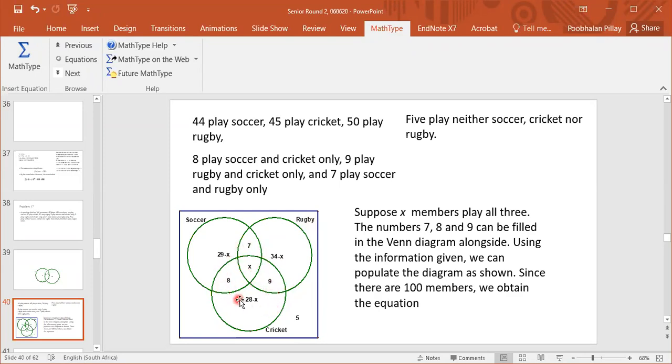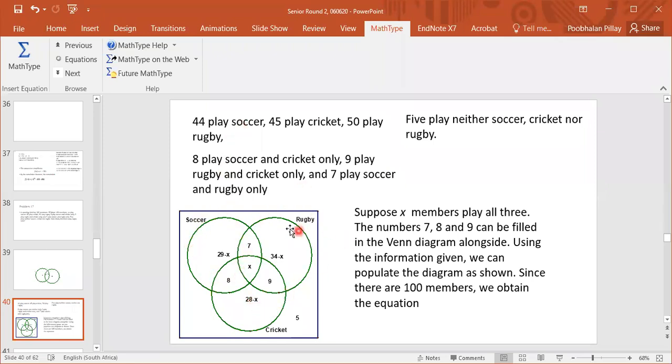So like that now, you can take all the pieces of information which I've got here. 45 play soccer all together, right? 45 play cricket, and 50 play rugby. So we know that when you say all together, it means all the people inside here, they all add up to 45, you see? 45 play soccer.